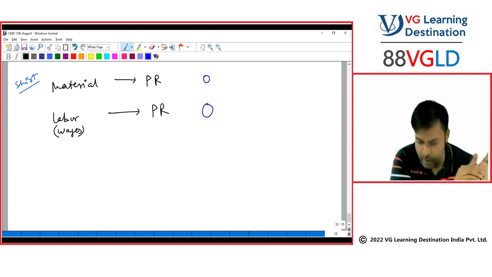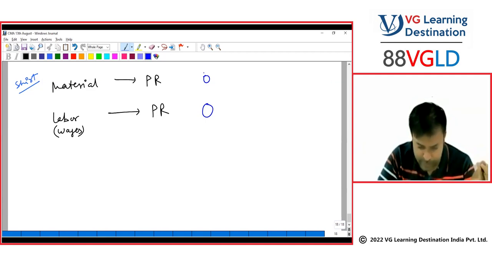Is it clear? Not clear? Sure, Antriksh. Should I repeat, Antriksh? Are you aware of a bit of finance? Not aware?